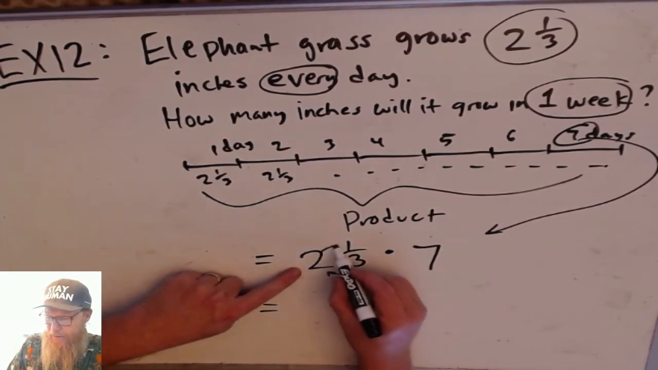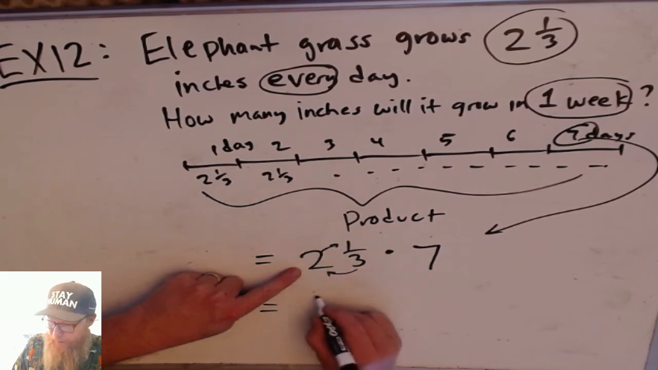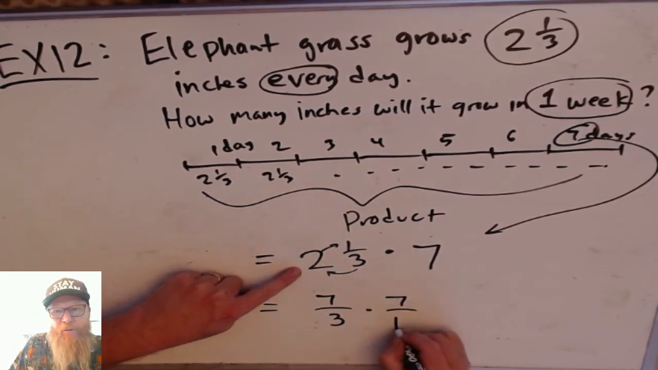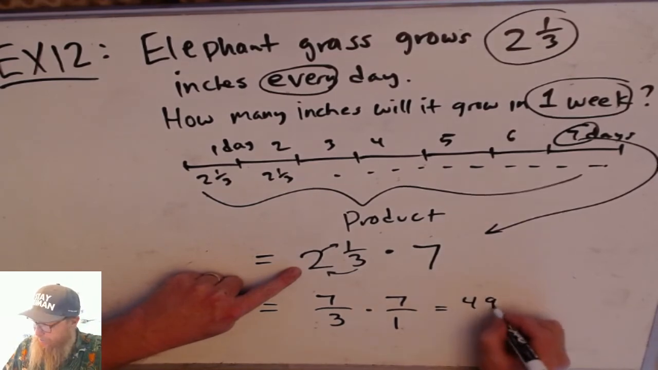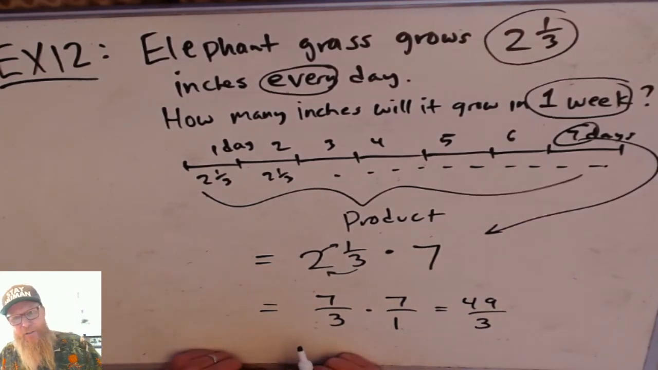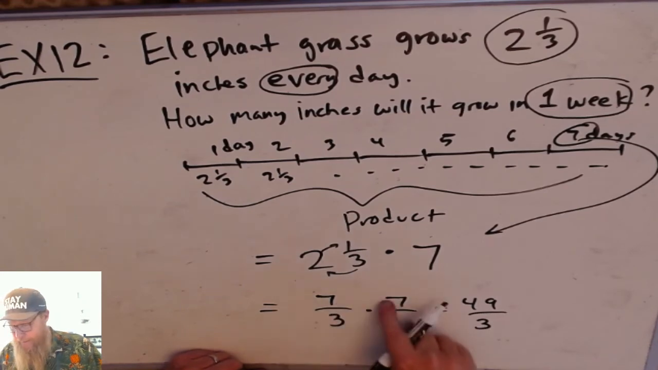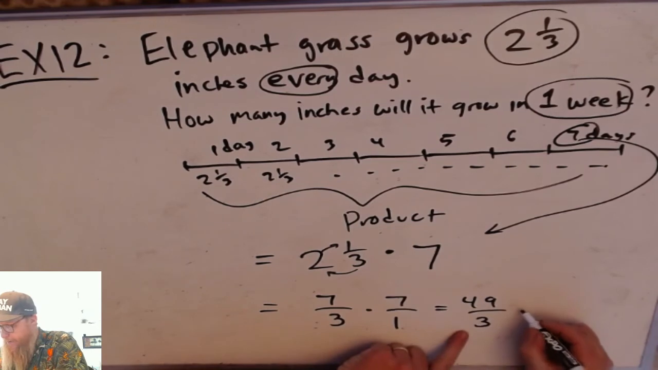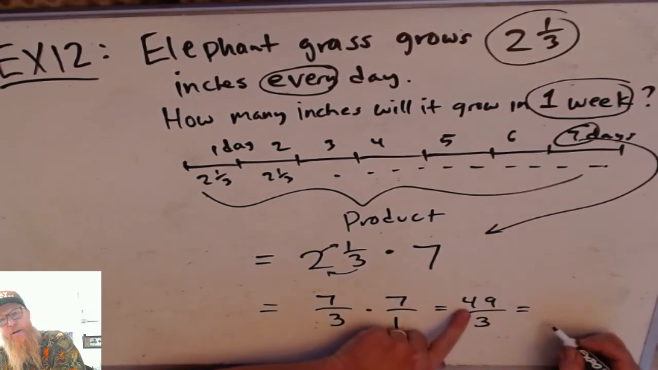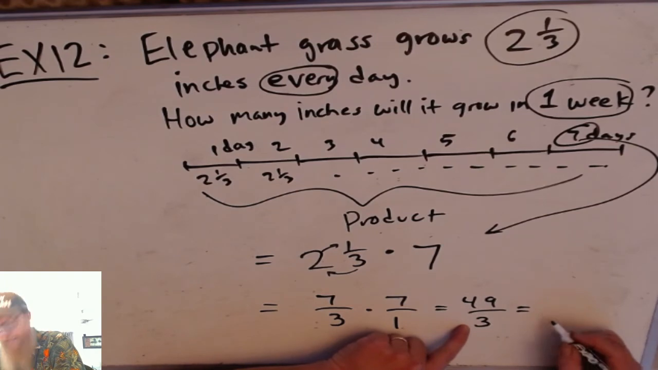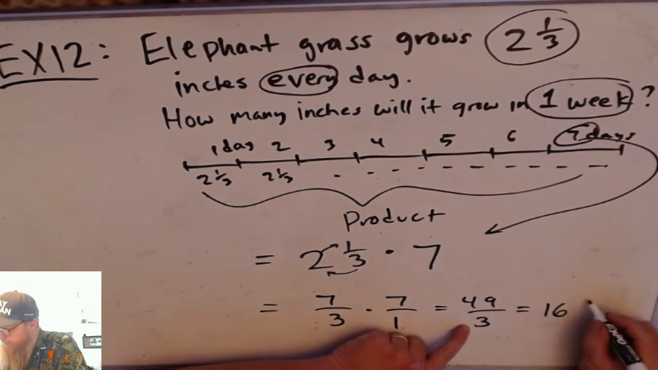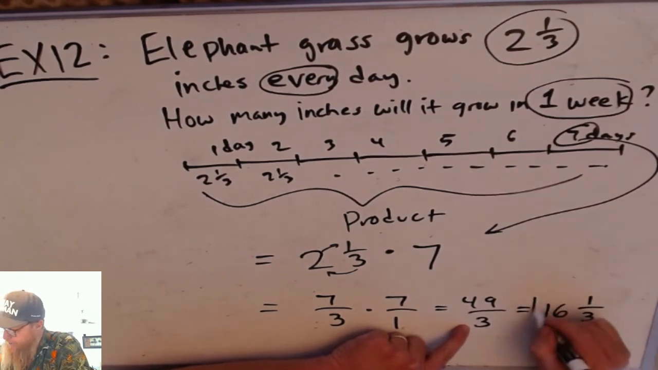Okay, we're going to multiply here. 2 times 3 plus 1 is 7, so it's 7/3. Times 7 over 1, which is 49/3. Yeah, 7 times 7 is 49. 3 times 1 is 3. And then now write this as a mixed number. 3 goes into 49. How many times? 16 times. With a remainder of 1/3.